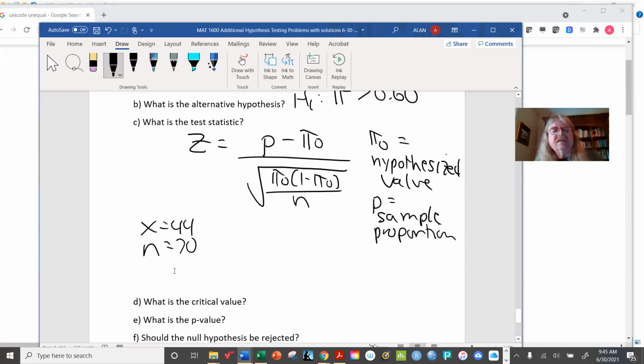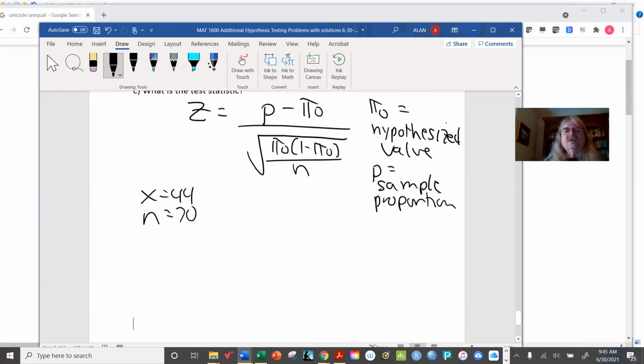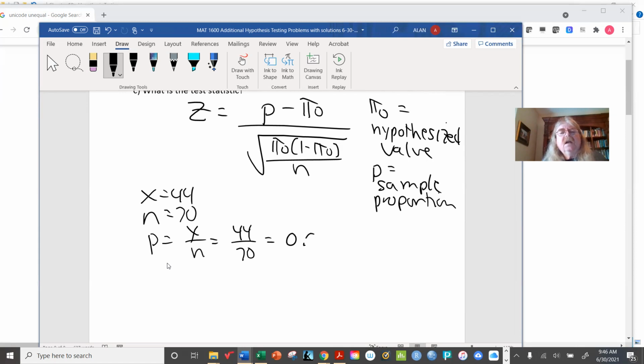The sample size is 70, so we have to figure out the sample proportion ourselves, although when we get to the calculator, you'll see that it will do that for us. 44 over 70 is approximately 0.6286. So that is above 0.60. The question is, is it far enough above that we can justify building a new parking lot?